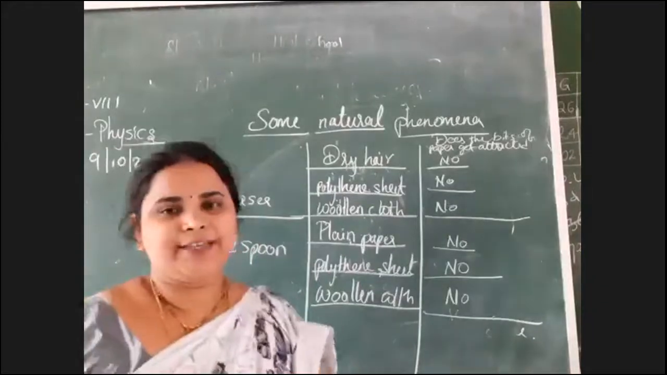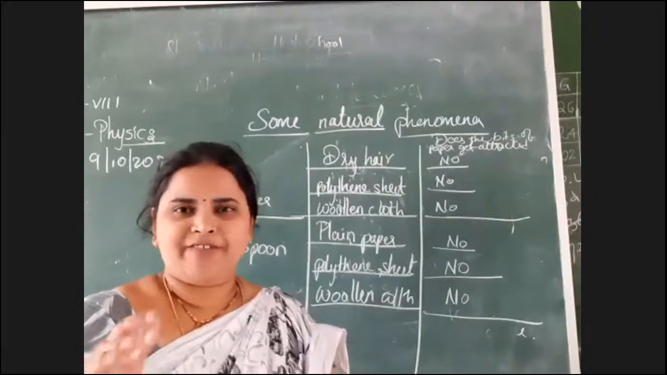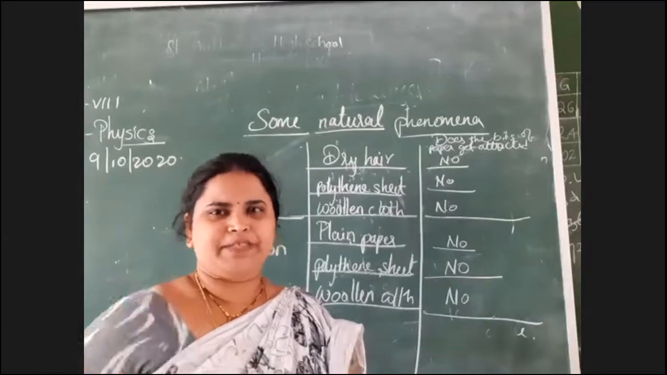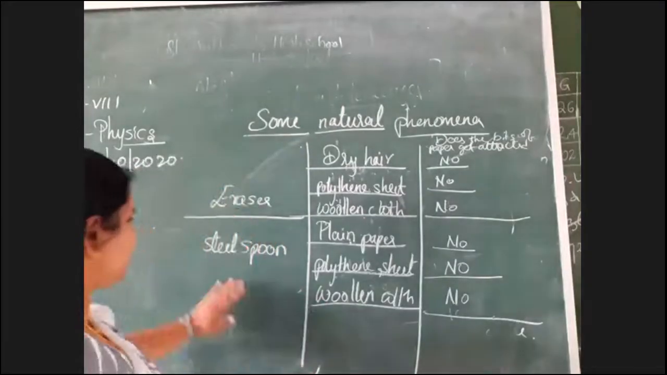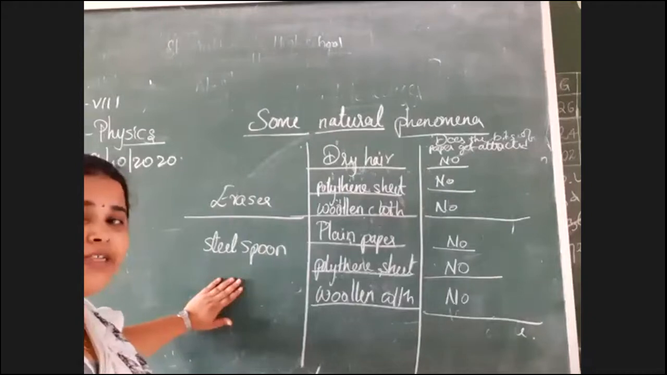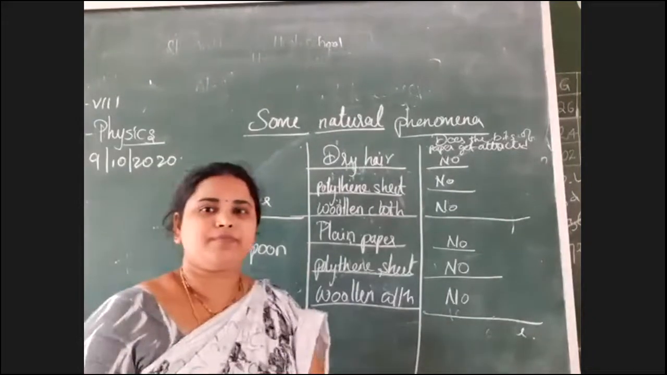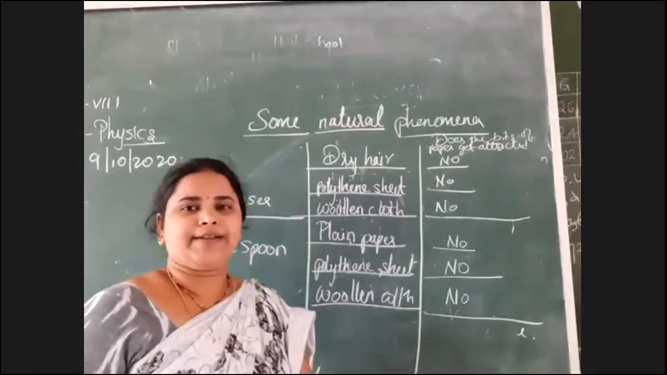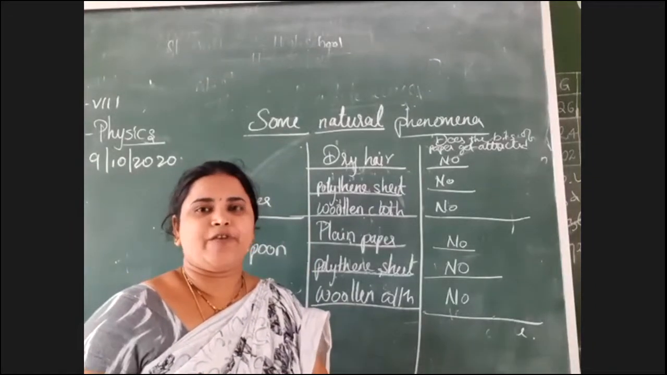So why is it not attracting the bits of paper? What is the reason? See, when we rubbed the refill with the polythene sheet, it attracted the bits of paper. Now, why is this teaspoon not attracting, even though it is a good conductor of electricity? It has charges in it. Still, it is not attracting. What is the reason for that?